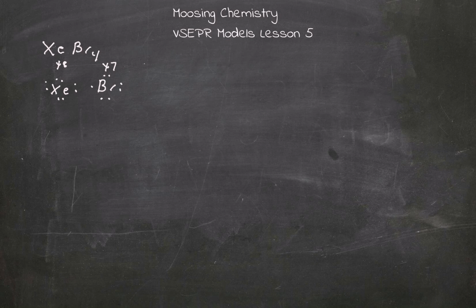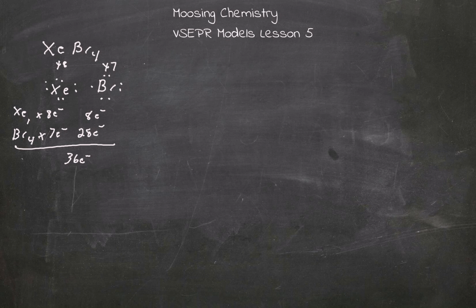All right, now let's go ahead and figure out how many valence electrons we have total. So xenon is 1 times 8 valence electrons, and bromine is 4 times 7 valence electrons. This gives us a total of 28 valence electrons from bromine. We have 8 valence electrons with xenon, so this gives me a total of 36 valence electrons.